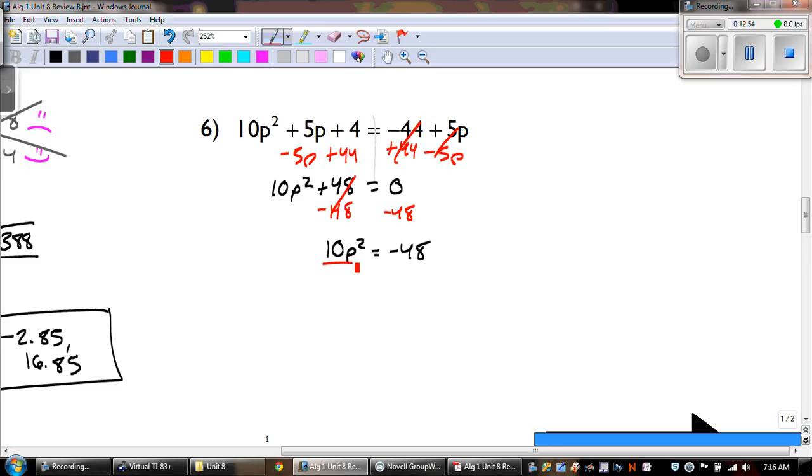The next step would be to divide by 10, and we get p squared equals negative 4.8. And finally, to get rid of the square, I'm going to take the square root. Ooh, can I take the square root of a negative number? What do you think? I don't think so. So our answer ends up being no real solution.